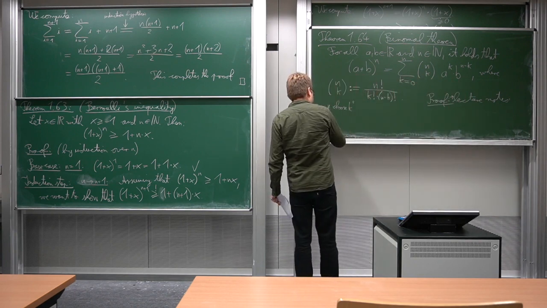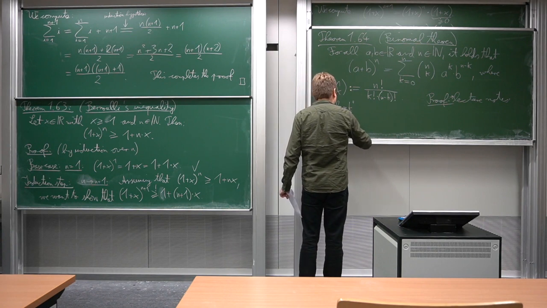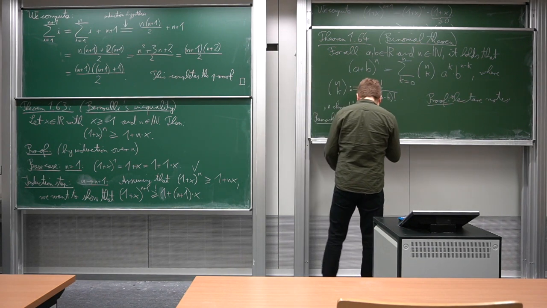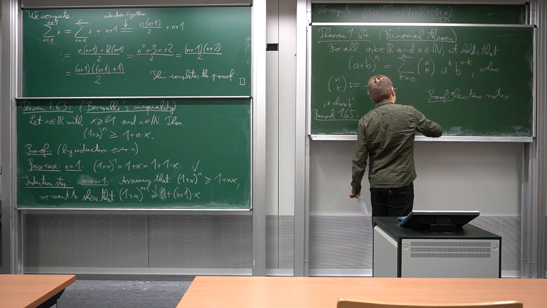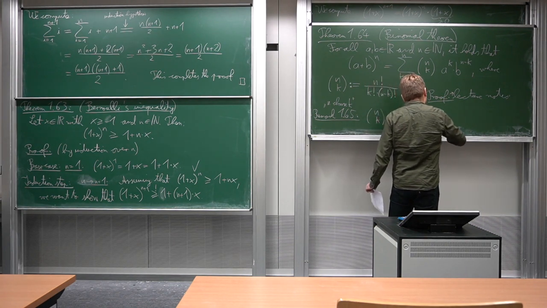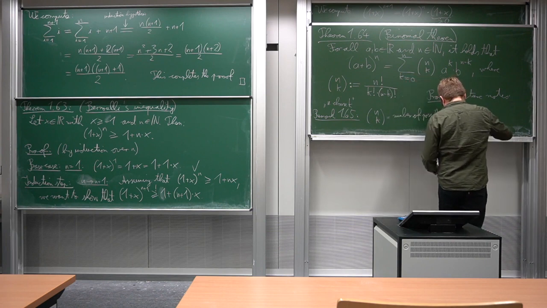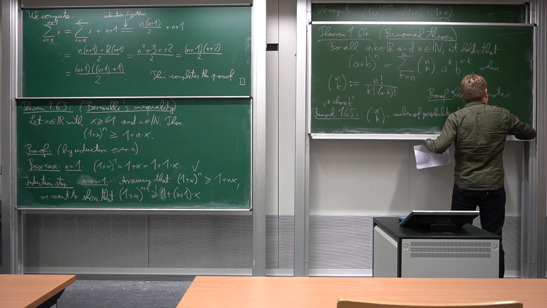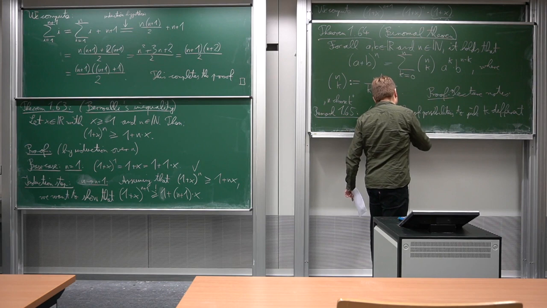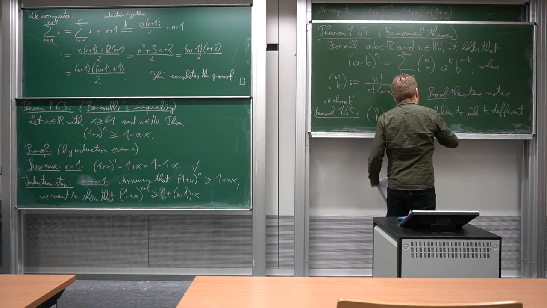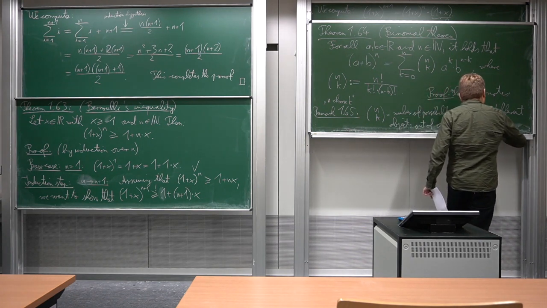Okay, just as a remark, these coefficients n choose k pop up very often, and this is because of their meaning from combinatorics. The number n choose k is the number of possibilities to pick k different objects out of a set with n elements.